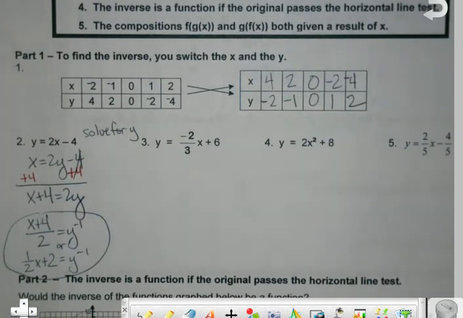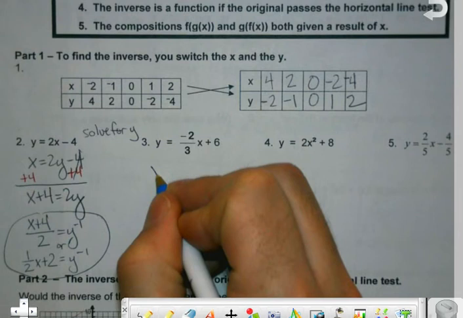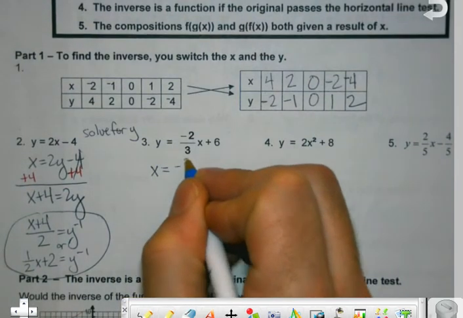But always when looking for an inverse, switch x and y, and then start working it from there. Same thing here. Switch x and y.